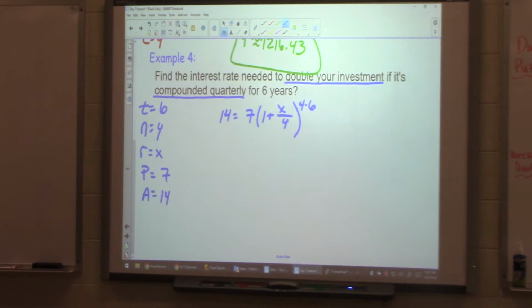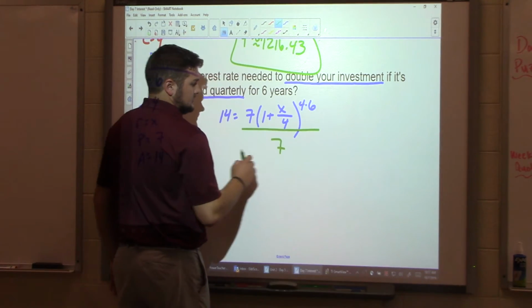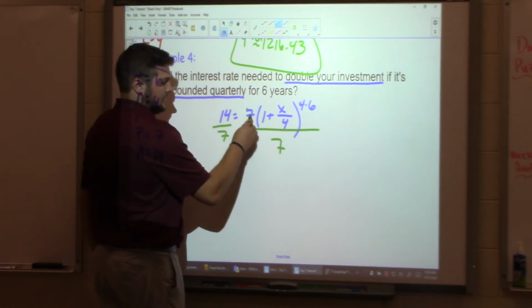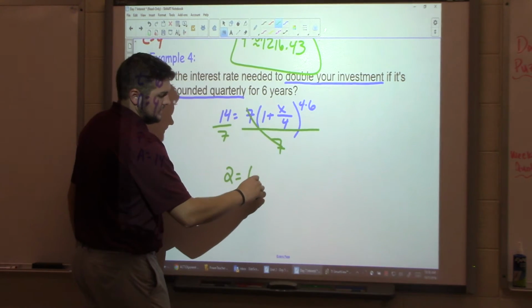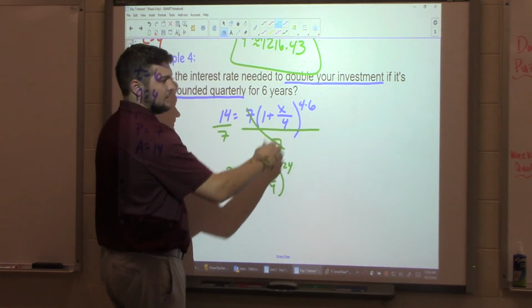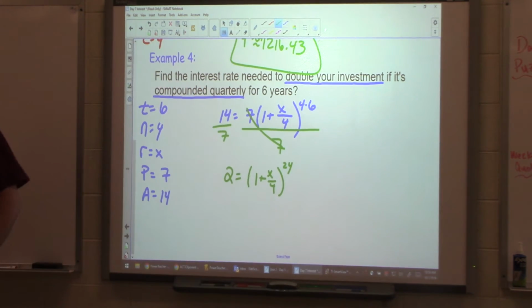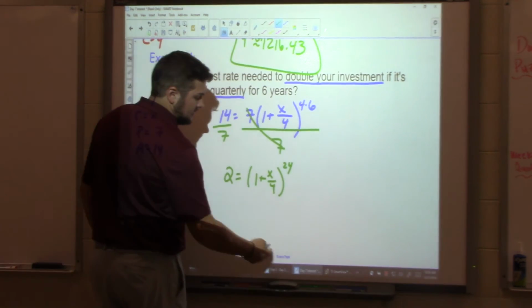Good. First step to solving for X. We're going to divide by 7. Those will cancel. 14 divided by 7 is 2. 1 plus X over 4 to the 24th power. I just did 4 times 6. It's 24. Now, no matter what amount you started with, no matter what principal you started with, you should all be at the same spot now. And we should all have this same thing.